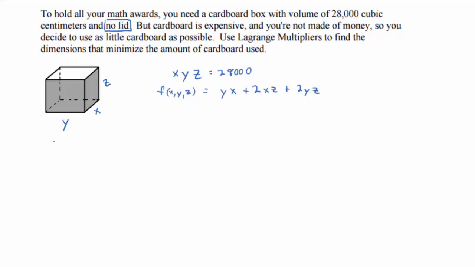Well, the technique of Lagrange multipliers says first find del f, set it equal to lambda del g, whatever that is. Well, let's focus on del f first. For the first component, we need the derivative of f with respect to x. The derivative of y with respect to x is y. The derivative of 2xz with respect to x is 2z. So y plus 2z, times i. There's your first component.